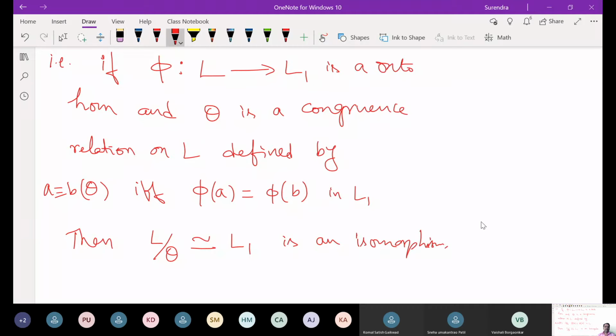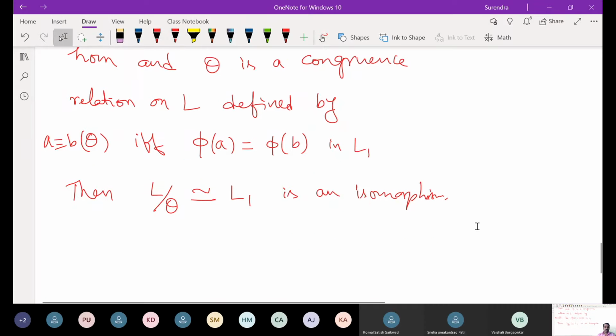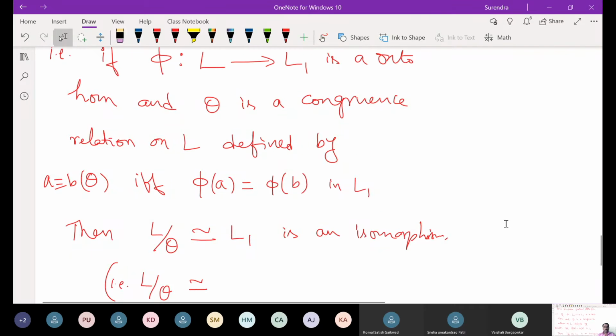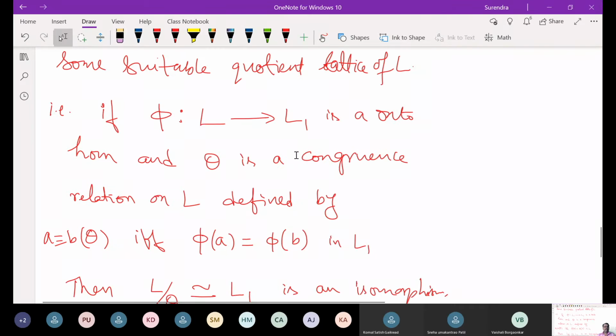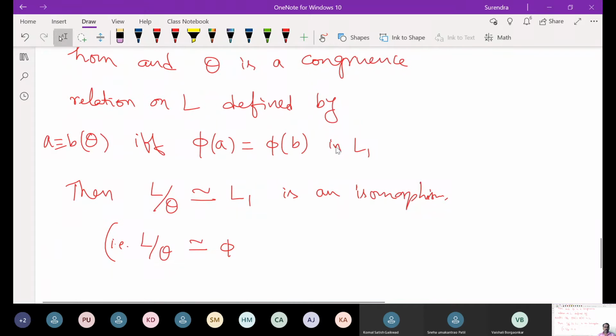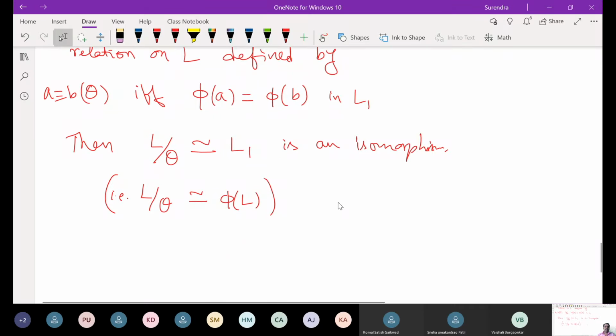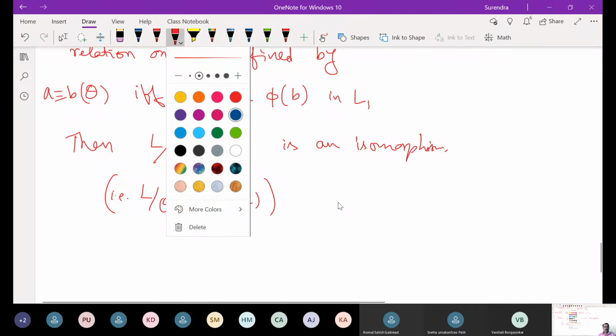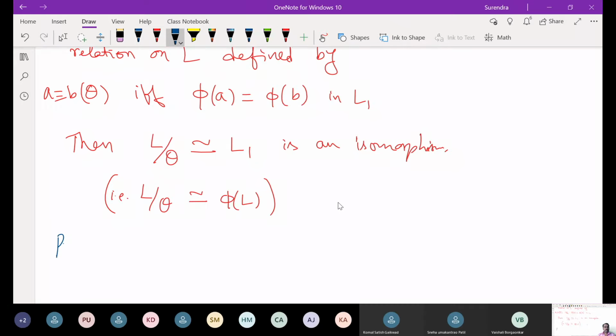So this L1 is actually the homomorphic image of this map because it is onto. If you try to understand why it is called a homomorphic image, L modulo theta should be isomorphic to phi of L, because this map phi is onto, so phi of L is the same as L1. So in place of L1 I can write phi of L. You might have seen this in group theory also: whenever you have an onto homomorphism, then G modulo H is isomorphic to its image. Is that clear? The same thing we are proving here. Similar to such a result, let's prove it.